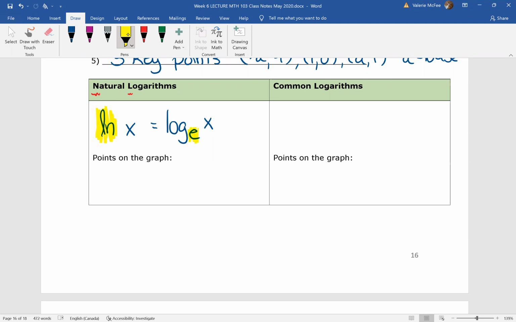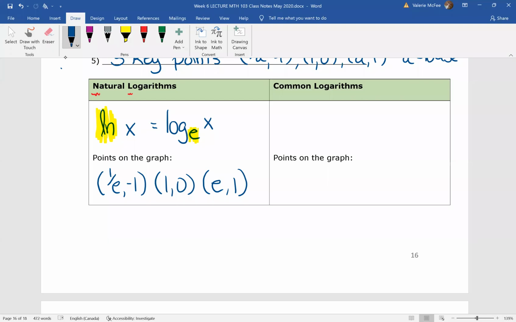What would be the points on this graph? Write them down here. Did you get those points? e is your base. Remember what we said about e? Close to 3. Don't forget you also have that vertical asymptote at x equals 0.